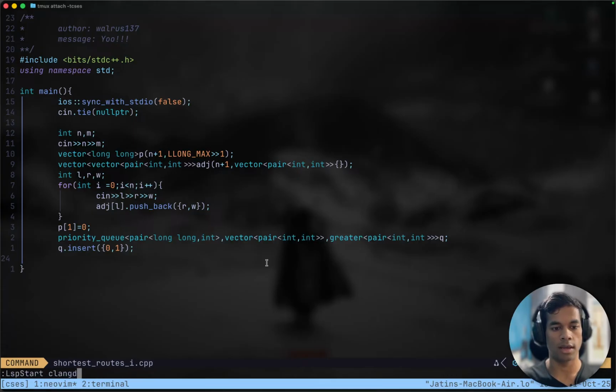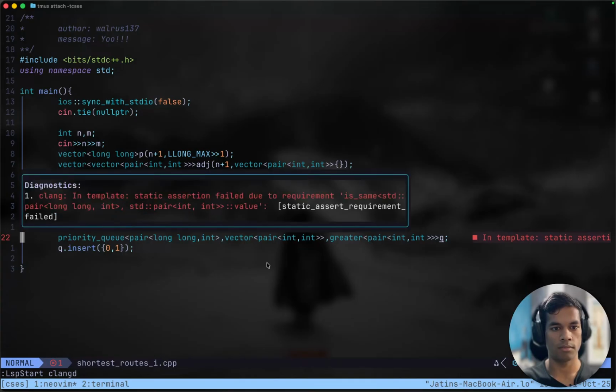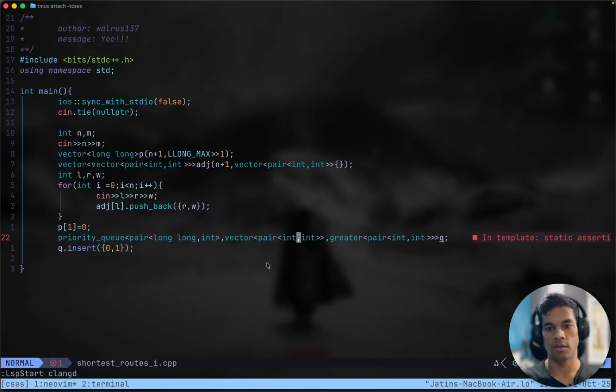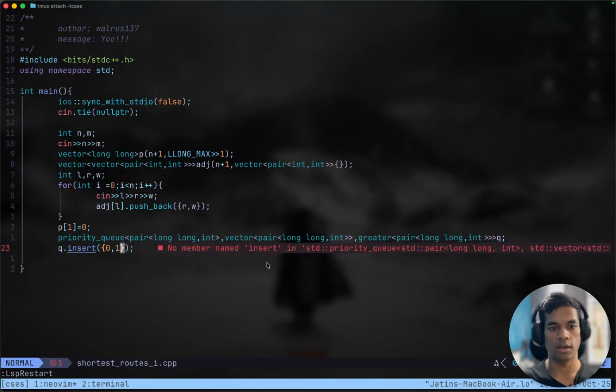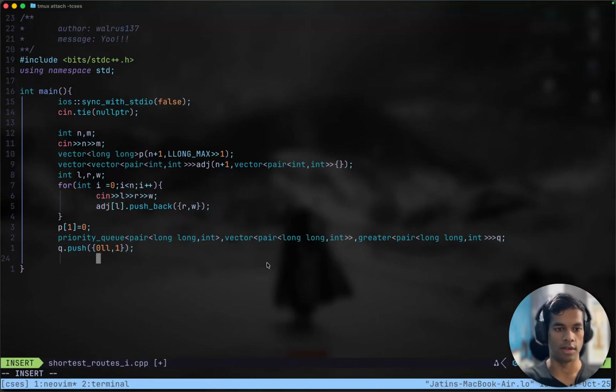Okay, something is wrong. The static assert failed, the requirement is that the types are the same. Makes sense. Right. Okay, we can do substitute on this line. Whenever we see a pair and then an integer, replace that with a pair and a long, globally, and the error should have gone. Let's restart, and the error is actually push. Let's restart, and yes, the error is gone.